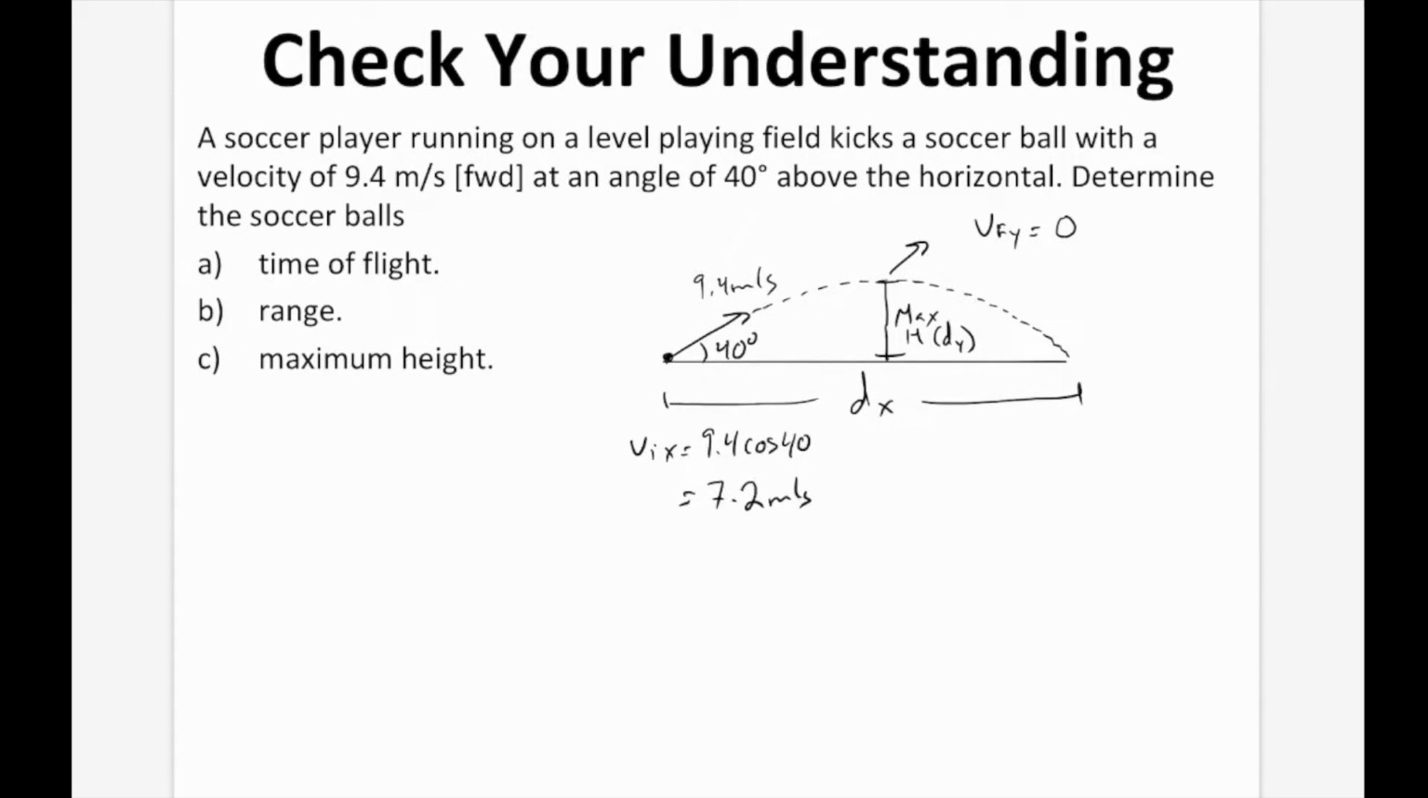So the velocity in the x direction is 7.2 meters per second at the beginning. It's 7.2 meters per second. So that's Vx at the top. And at the bottom, it's still 7.2 meters per second.